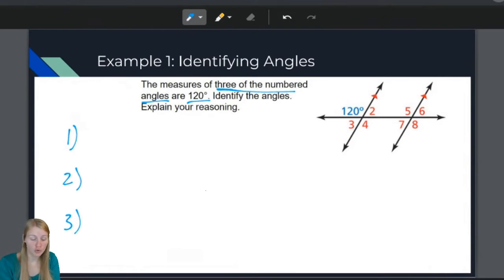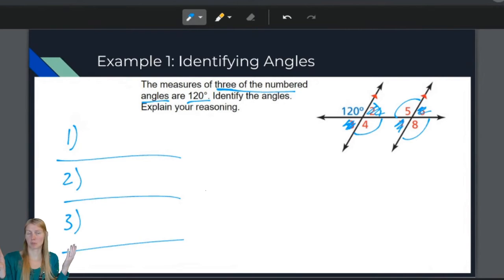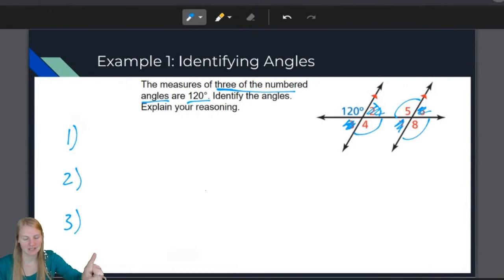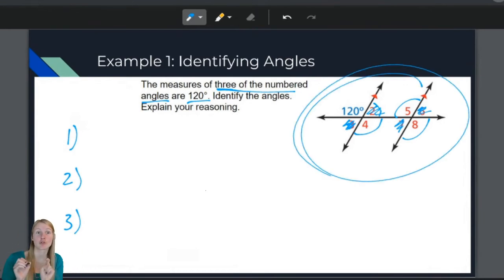Now, what you could do is say, angle 2 is acute. It's obviously not 120 degrees. Angle 4 is obtuse, so maybe it's 120 degrees. 3 is acute, so no. 6 is acute, so no. 7 is acute, so no. And hey, look at that. That leaves us with our 3 obtuse angles, our 3 angles that equal 120 degrees. But you need to be more specific. That's very good intuition, but we need to go a step further.